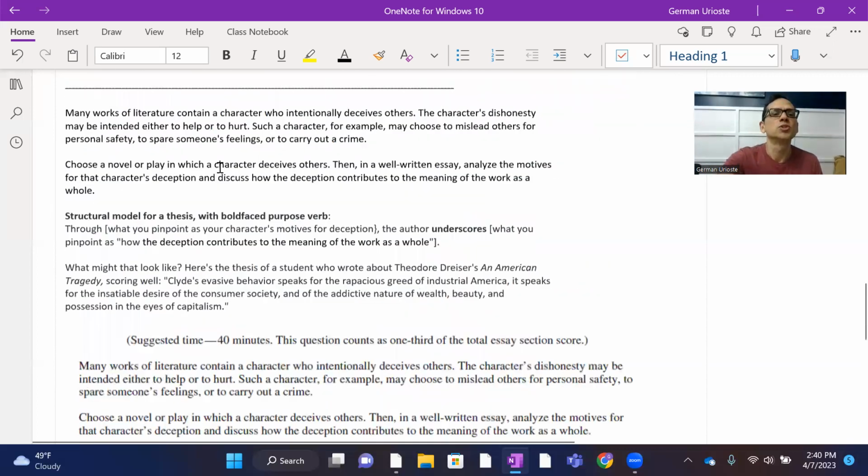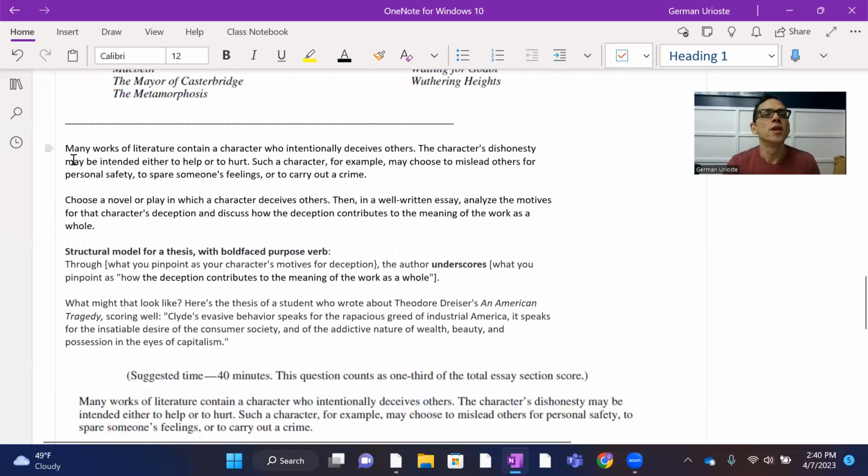Now, let's look at the prompt, which I have front-loaded up here. Many works of literature contain a character who intentionally deceives others. The character's dishonesty may be intended either to help or to hurt. Such a character, for example, may choose to mislead others for personal safety, to spare someone's feelings, or to carry out a crime. Choose a novel or play. Let's stop right there. Notice how the last couple that you looked at said a novel, play, or epic poem. This one says novel or play. All of them will always say a novel or a play. So you are always safe with novels or plays. I would prepare those, novels and or plays.